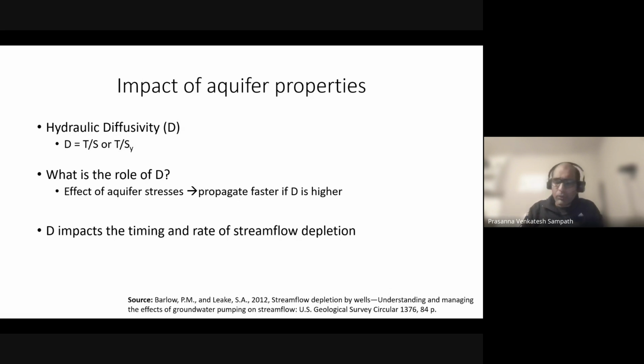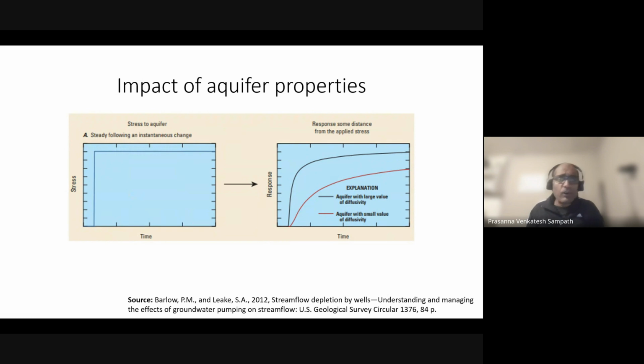Okay, so I'm going to give some illustrations of how this hydraulic diffusivity plays a role. Imagine I have a pumping well which is pumping at some constant rate, right? It starts pumping at some time t at a constant rate, it just keeps pumping. Now, this is a qualitative chart, okay? It's not a quantitative chart. It's just to illustrate the role of the aquifer diffusivity, right?